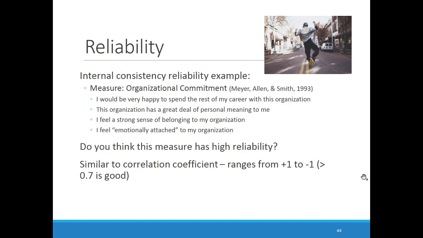Certainly there will be some fluctuations, but overall, if you're answering that you agree with some of these, you should be also answering that you somewhat agree or strongly agree with the other ones as well, right? So in fact, yes, this particular measure generally has a reliability around 0.8 or 0.85.